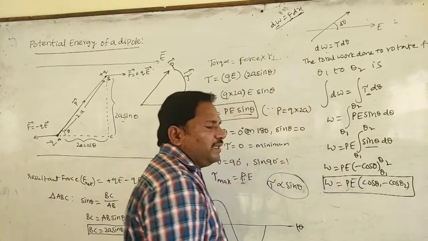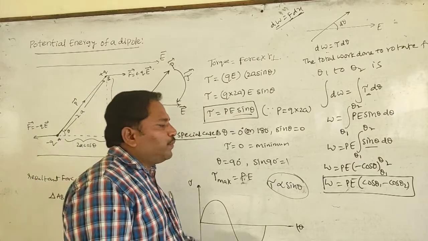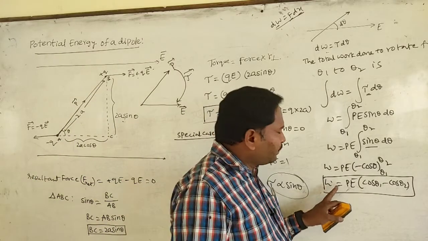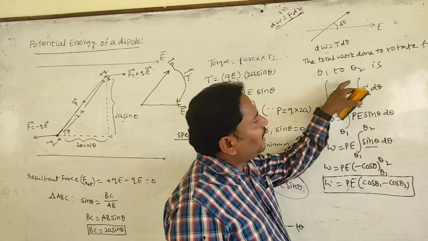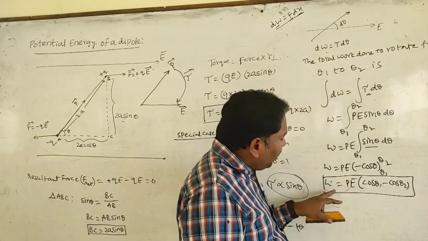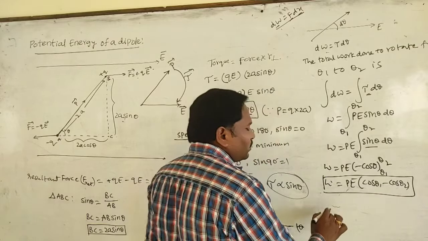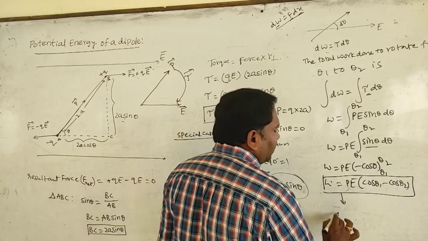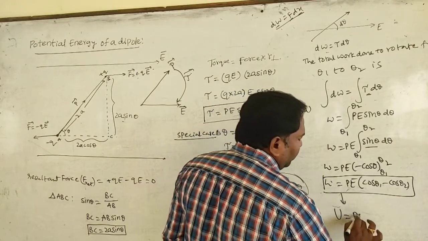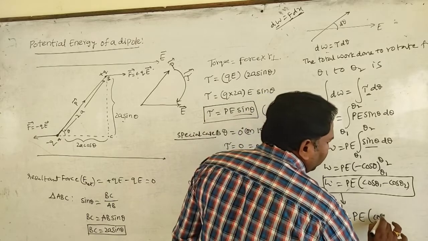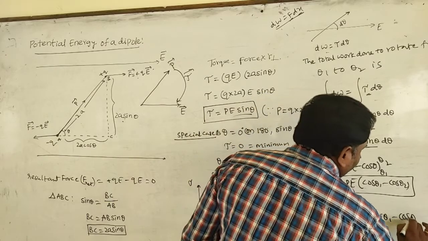This work done is stored in the form of potential energy of the system. In order to move from theta 1 to theta 2, the work done is PE into cos theta 1 minus cos theta 2. This work done is stored in the form of potential energy, PE into cos theta 1 minus cos theta 2.